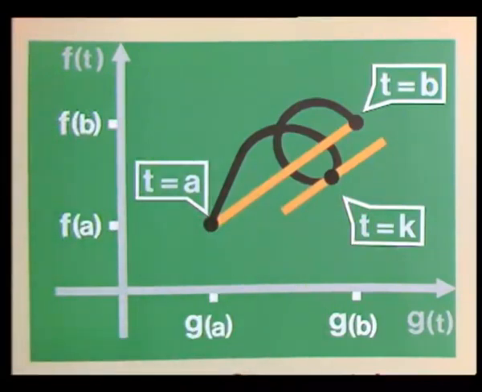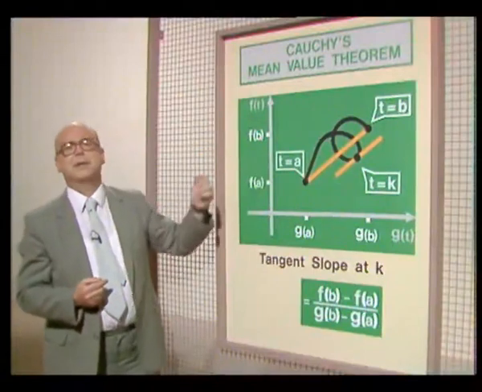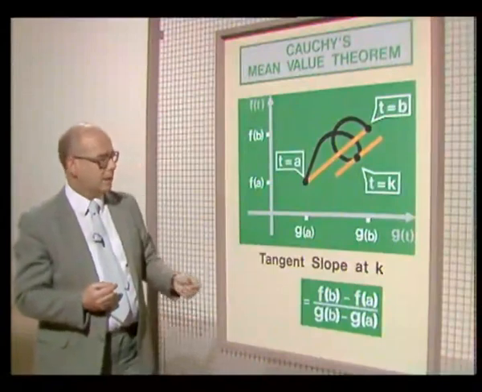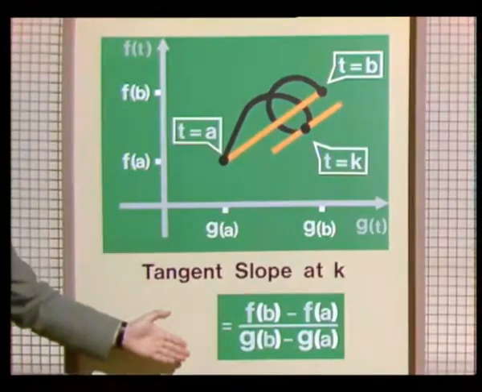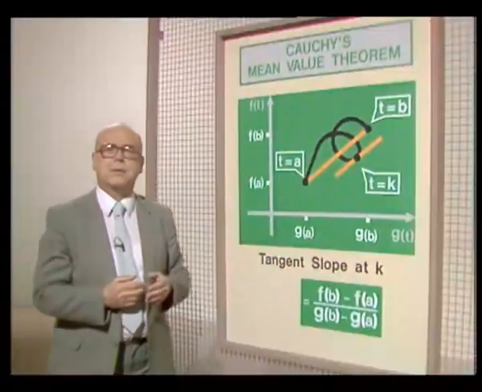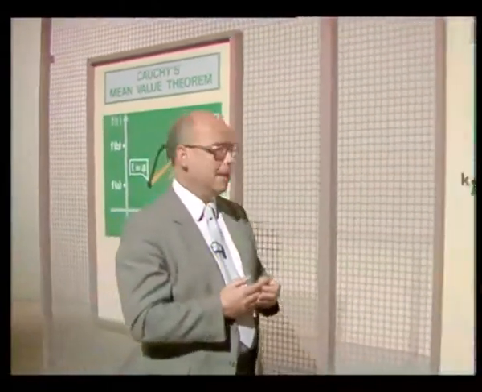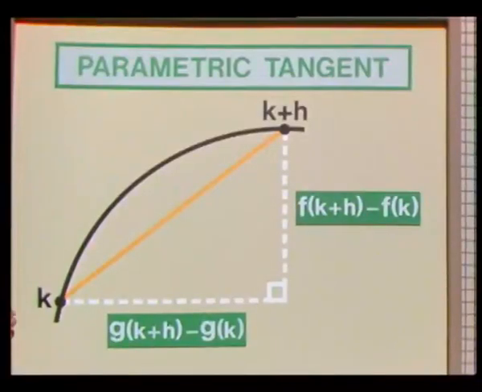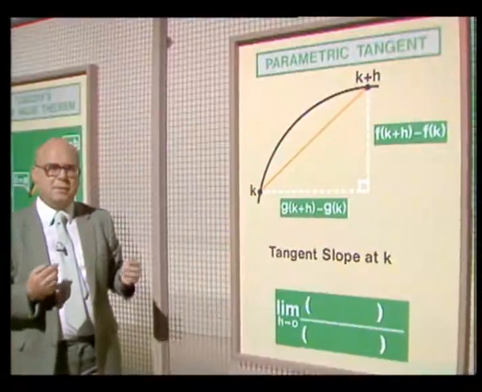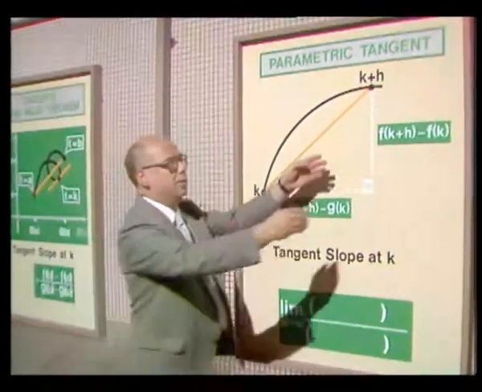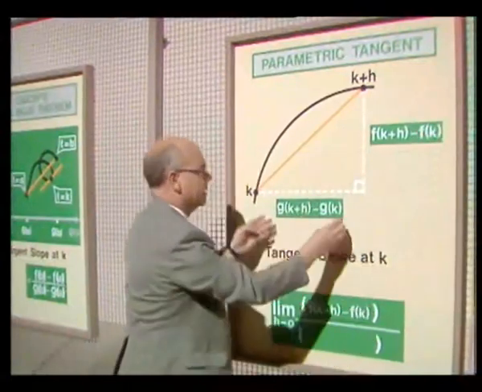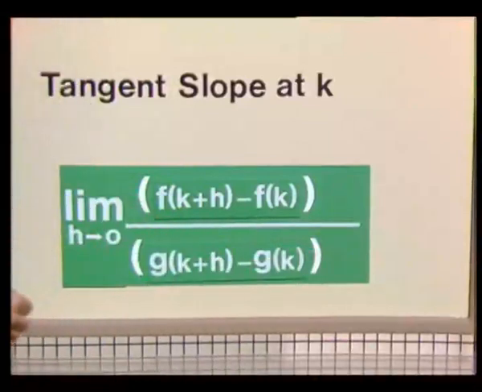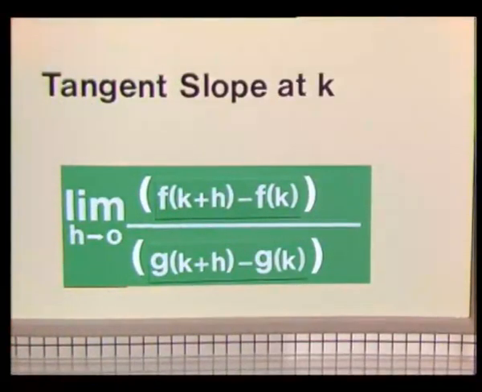The Cauchy mean value theorem gives a version of the mean value theorem for curves given in parametric form. It says that there exists a point k such that the tangent slope equals this expression. Well, how would you work out the slope of a parametric tangent? The tangent's the limit of chords through the point t equals k in this case. And the slope of the chord is this height divided by this base. So you can work out the slope of the tangent as this limit, where you divide the height, that's this expression, by the base, that's this expression. And I can divide the top expression by h, so long as I do the same to the denominator.